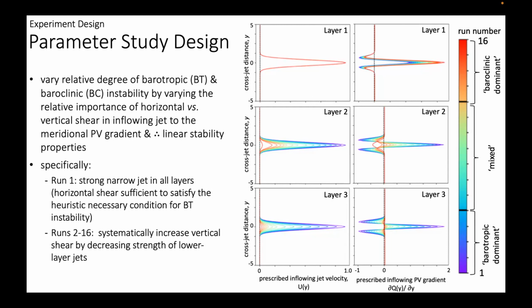So specifically, Connor set up a run. Run 1 has a very strong narrow jet in all 3 layers, so it has lots of horizontal shear and is subject to a heuristic necessary condition for barotropic instability. And then for subsequent runs, he systematically decreases the jet strength in the lower layers, thus increasing the vertical shear and increasing the amount at which the vertical shear is contributing to the PV gradient variation. Okay, any questions? All clear. Great, thanks for the nods.